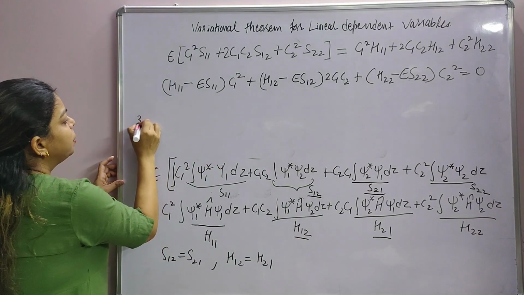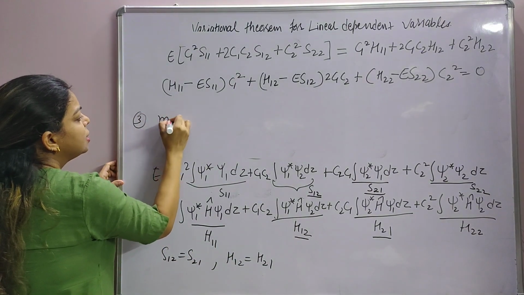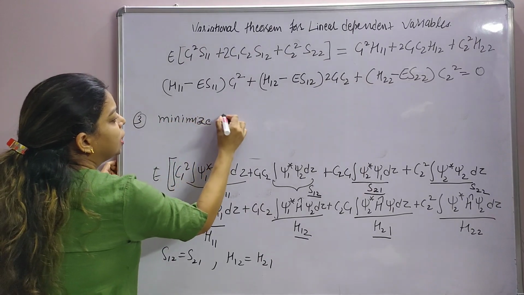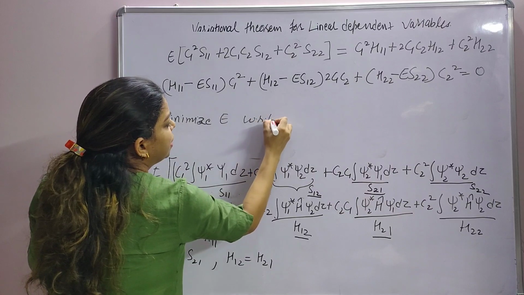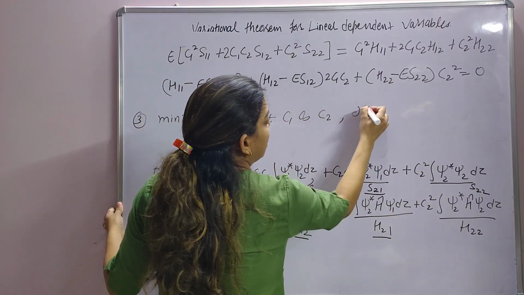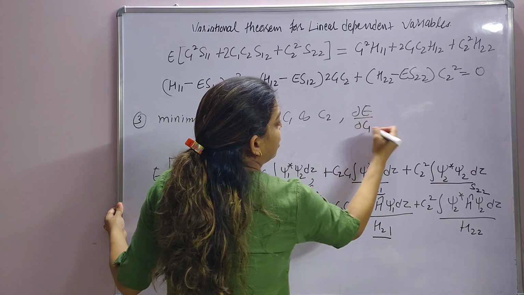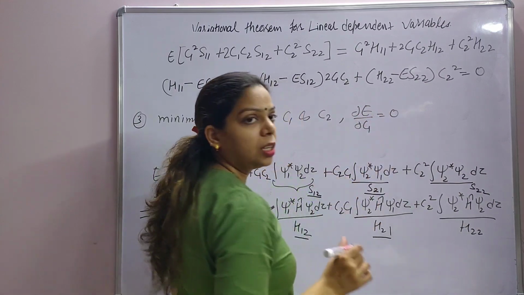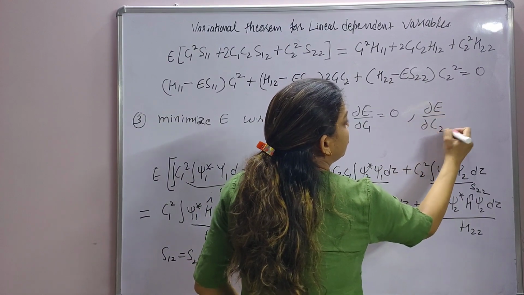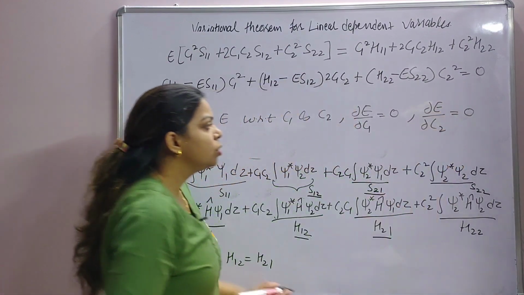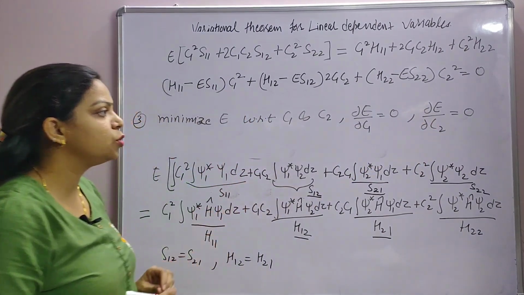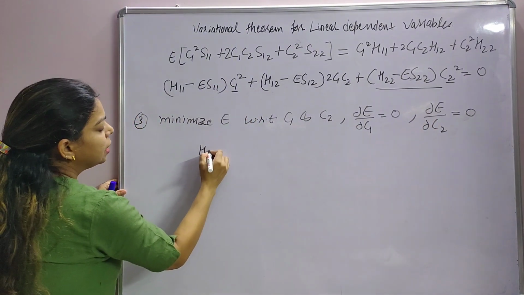In the next step, we have to minimize E with respect to C1 and C2. It means we have to find this factor and put it equal to 0, and again with respect to C2 and 0. So after doing these two steps, we will have two equations.